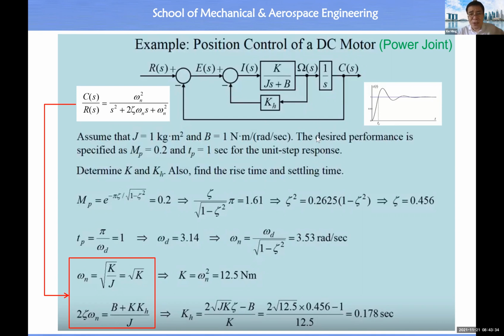So if you calculate the equivalent transfer function, first replace the inner loop by an equivalent transfer function, then replace the outer loop by an equivalent transfer function, you should be able to get this transfer function with omega n equal to this one, and 2 zeta omega n equal to this one. All right. So this is the transfer function. Now you look at the design specification.